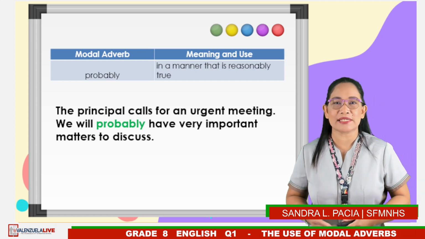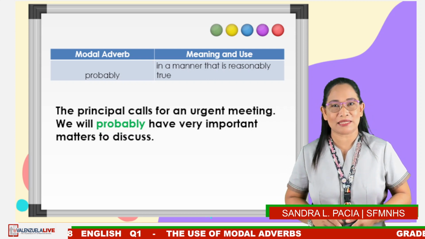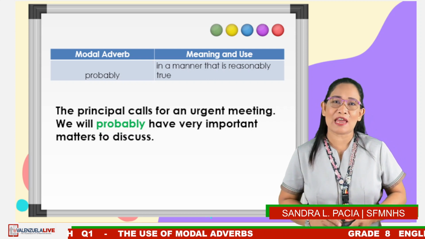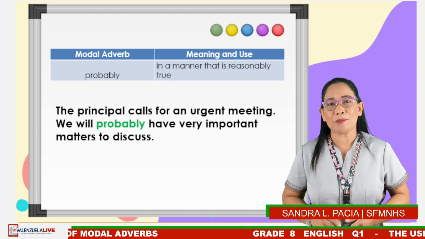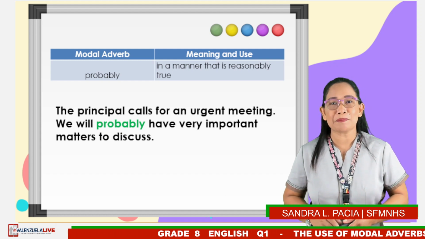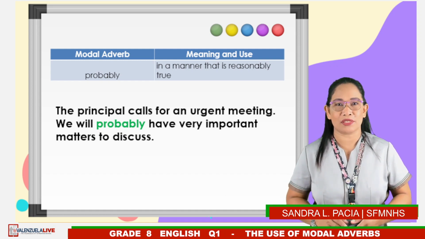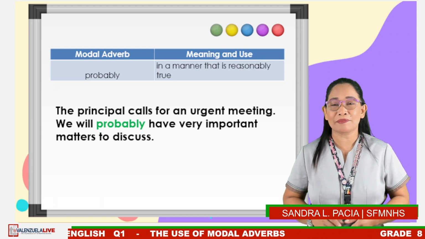Moving on to these sentences. The principal calls for an urgent meeting. We will probably have very important matters to discuss. The modal probably shows that it is reasonably true for the principal to discuss important matters. That's why she calls for an urgent meeting.